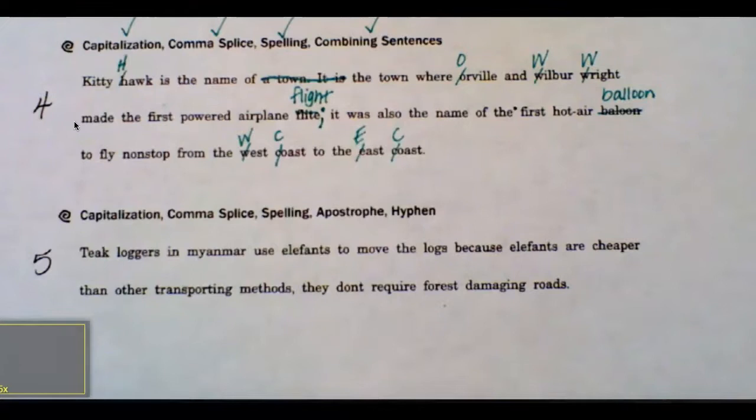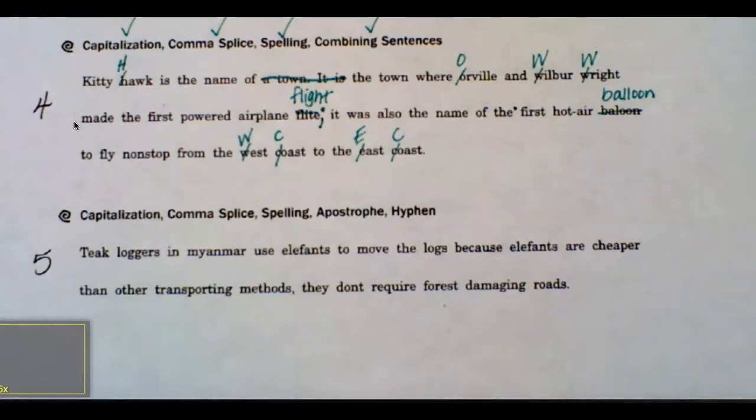The last sentence I'm going to correct is sentence 5. Sentence 5 says, Teak loggers in Myanmar use elephants to move the logs because elephants are cheaper than other transporting methods. They don't require forest-damaging roads. In this sentence, we have some capitalization errors to fix. We also have a comma splice to address. We have 2 spelling errors. We'll add an apostrophe, and we're going to add a hyphen.